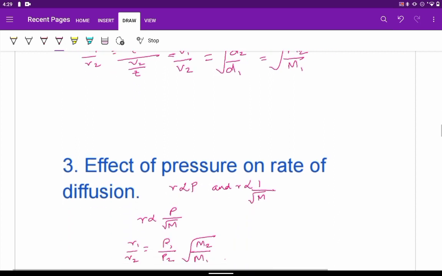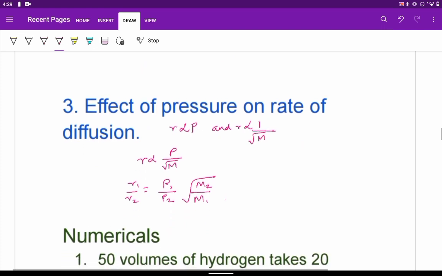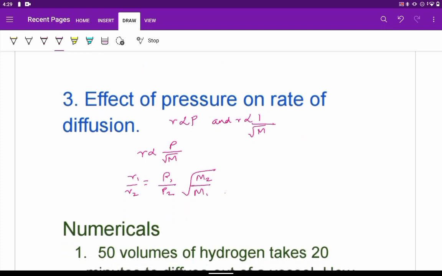Now if the diffusion is going on and there is pressure applied to it, then naturally the rate of diffusion will be directly proportional to pressure, and we know R is inversely proportional to square root of M. So we can say that R is proportional to P by square root of M. And if we are comparing rates of two gases R1 and R2, then R1 by R2 will be equal to P1 by P2 into square root of M2 by M1. The higher the pressure, the more will be the rate of diffusion.